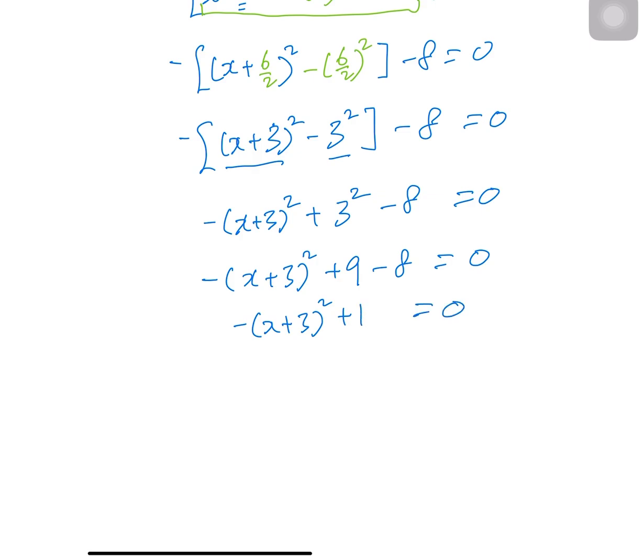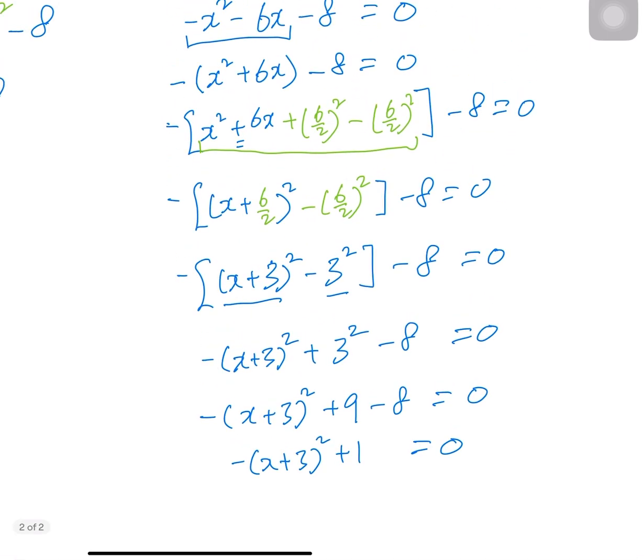Okay, so that is completing the square. So later we can use this to solve our equations after completing the square. Okay, so that is when we are doing completing the square. This is for a negative x squared, at the same time, an algebraic equation.